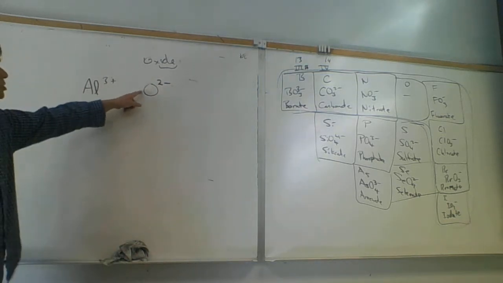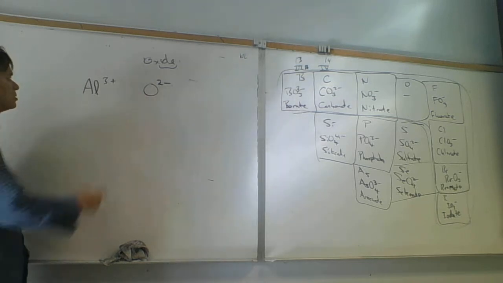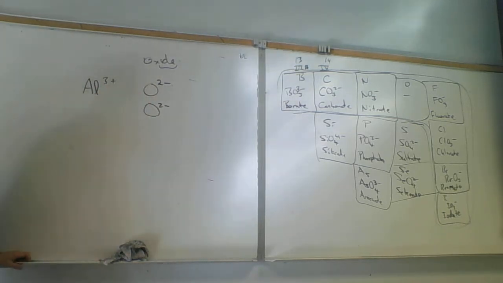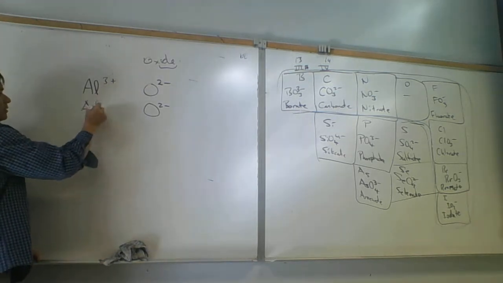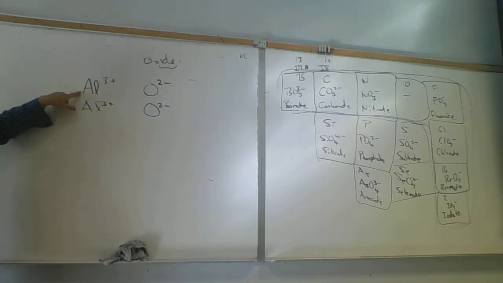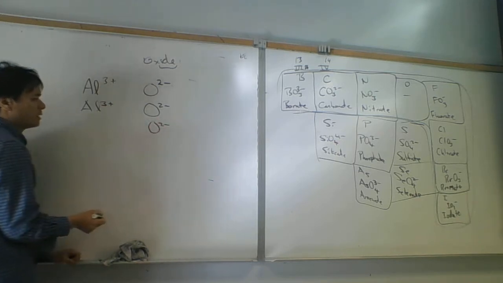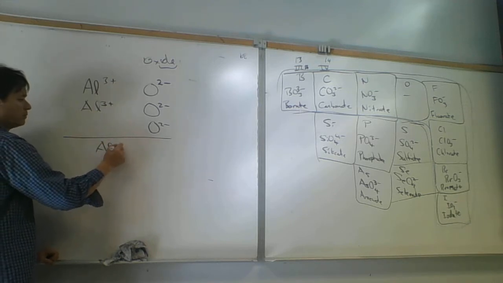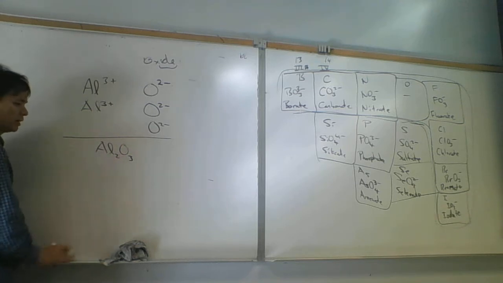Now, if you look at it, the charges don't balance. The total positive charge must equal the total negative charge. So we got more positive charge, so let's add a negative. Now is it balanced? Now we have too much negative, so let's add a positive. Now we have too much positive, not enough negative, so let's add a negative. Now is it balanced? Yes. And so the formula is we need 2 aluminums for every 3 oxides. And so this is Al2O3.